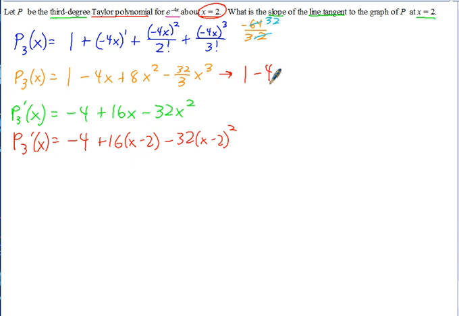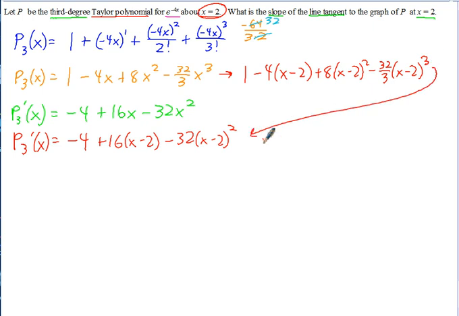1 minus 4x minus 2 plus 8x minus 2 squared minus 32 over 3x minus 2 cubed. Notice that when we take the derivative, it would give us the same thing, because thankfully the chain rule here didn't affect our answer at all, because the derivative of the inside function is just 1. So here the derivative would be negative 4. Here you'd bring down the 2, it would be 16x minus 2 to the first. Bring down the 3, it'd be negative 32x minus 2 squared.